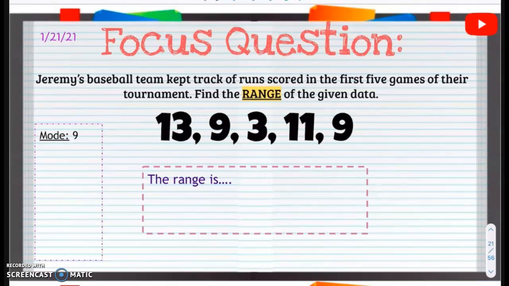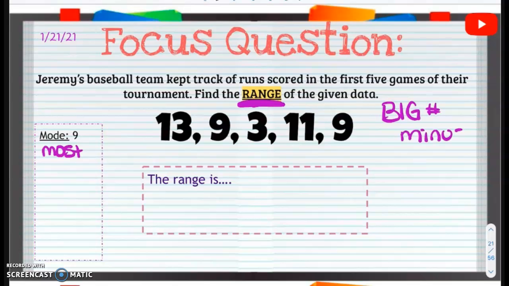So remember, the mode was the number that we saw the most of. Now we're going to find the range. The range is going to be the biggest number minus the smallest number. All right, so the biggest number minus the smallest number.